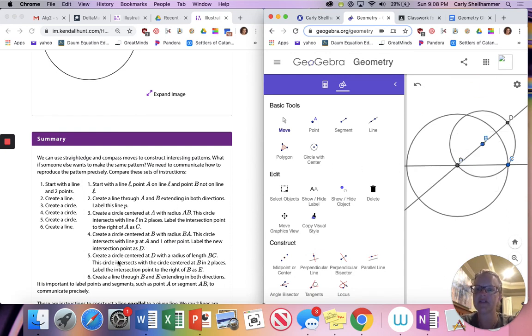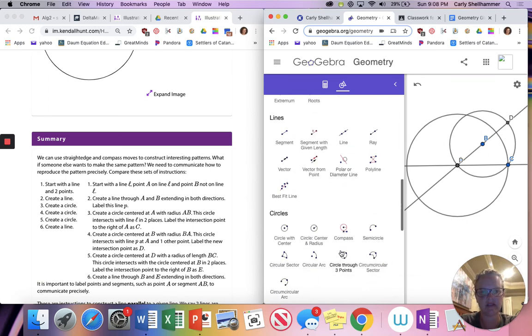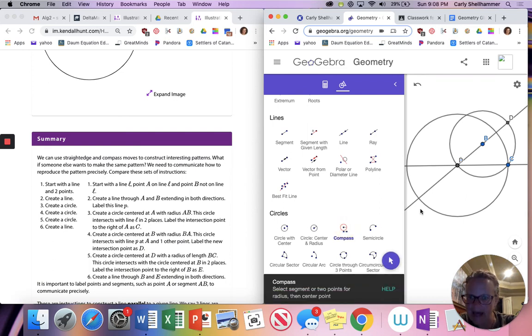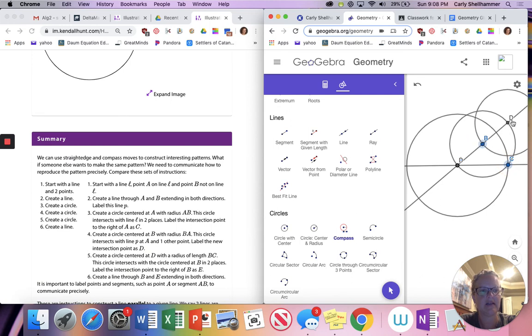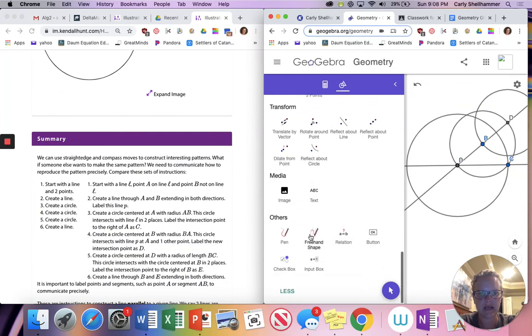Step 5, create a circle centered at D with radius of BC. So circle, compass, centered at D with radius BC. This circle intersects the circle centered at B in two places. Label the intersection to the right of B as E.